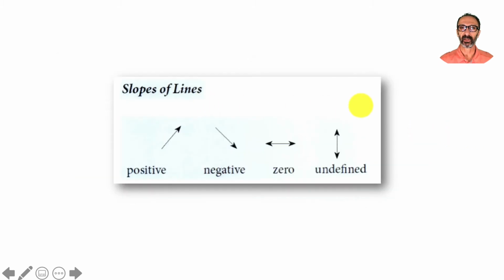Quick note, slopes of lines will be, if the line is going up, forming an angle that is acute, an angle that is more than 0 and less than 90 degrees, it will give you a positive slope. If the angle with the positive x-axis is more than 90, less than 180, it's going to give you a negative slope. A horizontal line has a 0 slope. A vertical line has undefined slope.